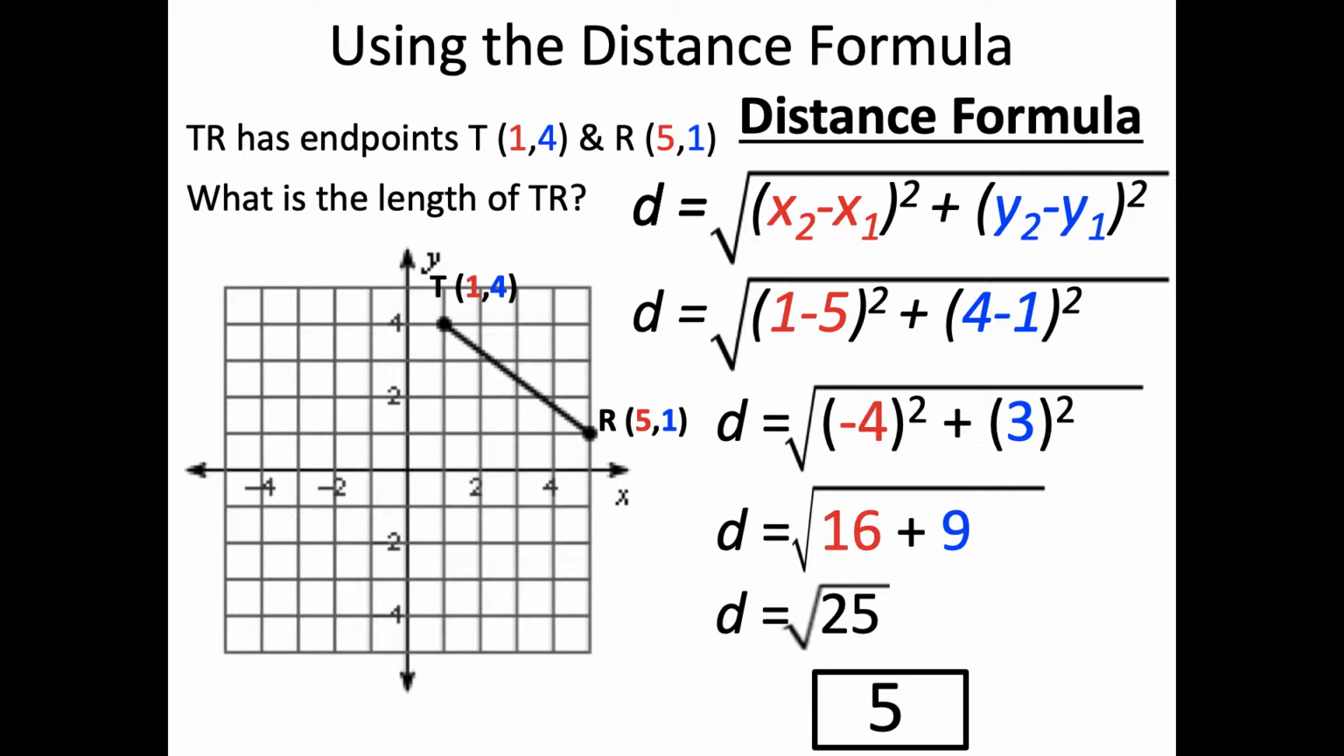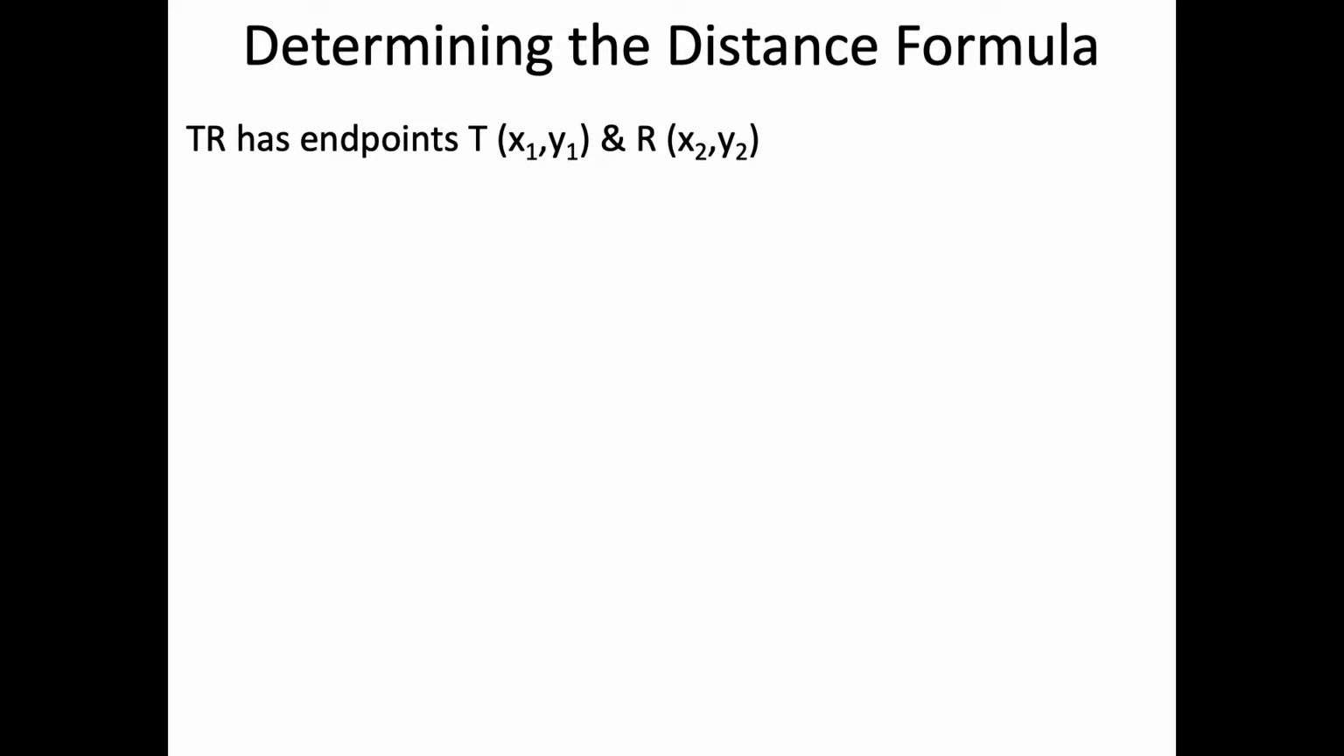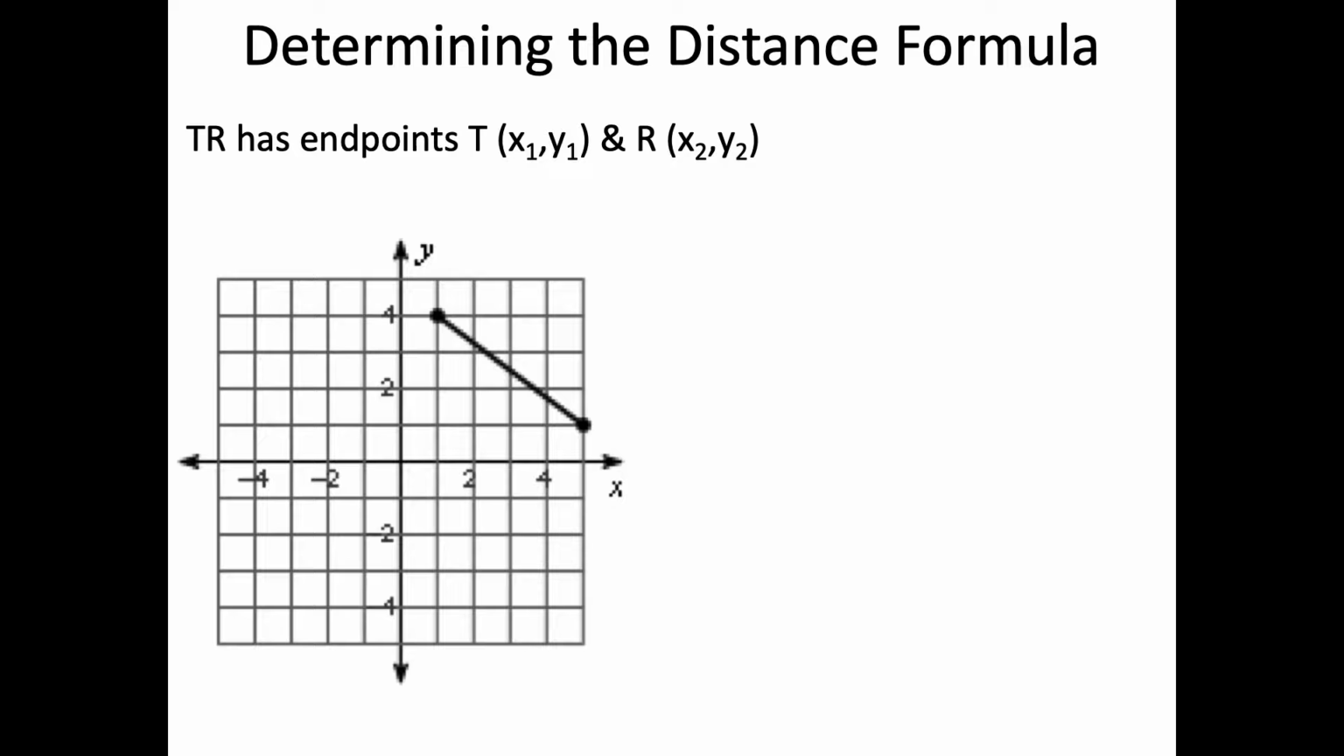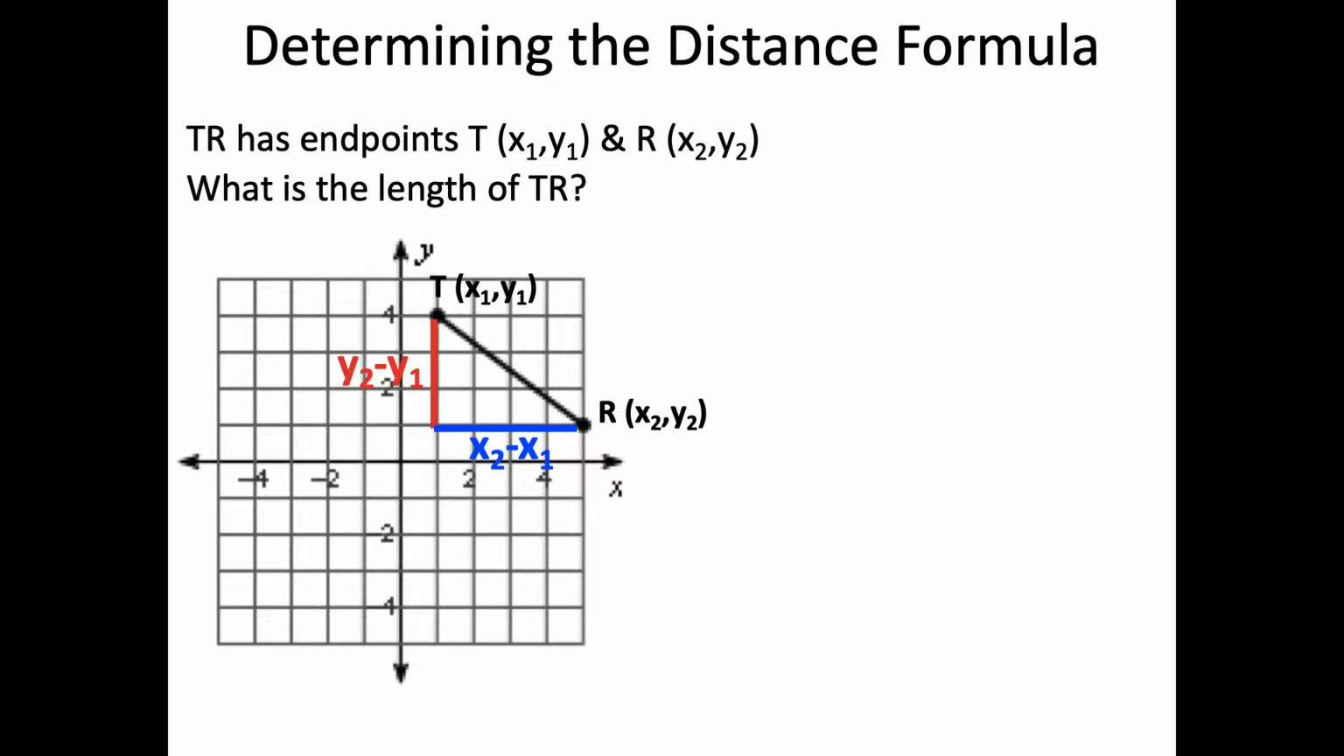Okay, so now let's do it one more time. But instead of actual points, let's just put in x1, y1, x2, y2. So I'm not calling this, it's 1, 4, but I'm not going to call it that. I'm just going to call it x1, y1. And for R, I'm not going to call it 5, 1, which is what it actually is. I'm just going to call it x2, y2. And I'm going to do the same thing we just did. Except now, instead of being able to count, I'm just going to say that this red value here is y2 minus y1, and the blue one is x2 minus x1. That's where they come from.